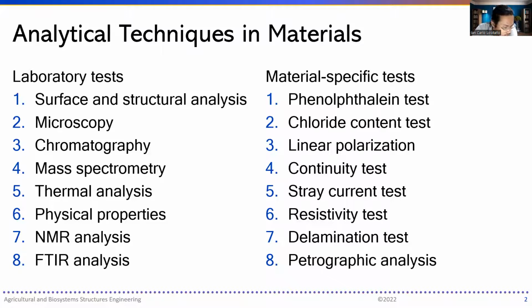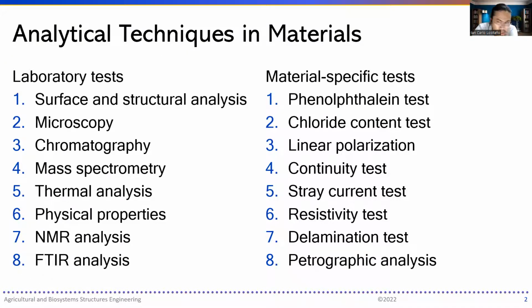Next is linear polarization, which is to determine the corrosion rate. You have your continuity test, and this is to test the connectedness of the rebars inside a reinforced concrete structure. You have your stray current test, and this is just to determine stray current. A stray current is an unexpected current in a certain location due to an open circuit source. So you have electricity straying towards a certain location, and this is very dangerous in certain buildings and structures, because people may unknowingly be electrocuted.